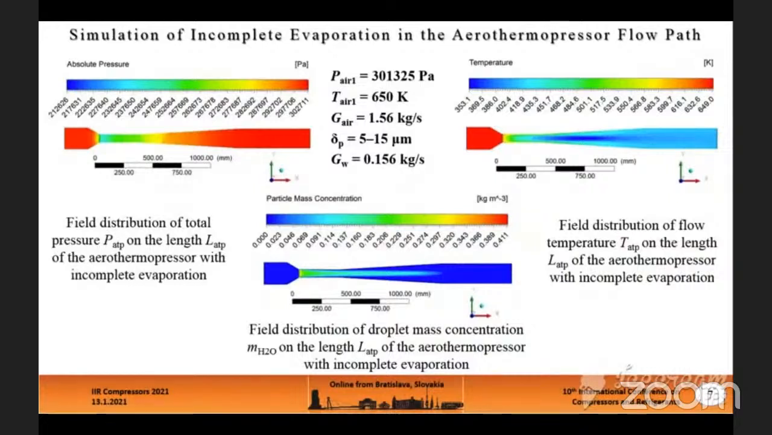The magnitude of the cyclic air cooling in the compressor with incomplete evaporation is 280 degrees. The mass concentration of water that didn't evaporate at the IIR thermopressor outlet, at the diffuser outlet, was 0.11 kilogram per cubic meter. This water should evaporate already in the flow part of the gas turbine compressor.